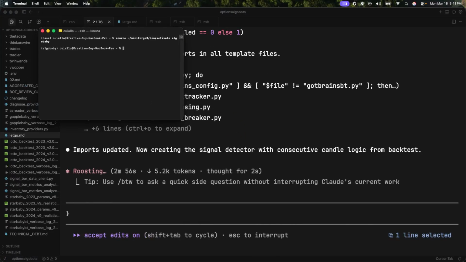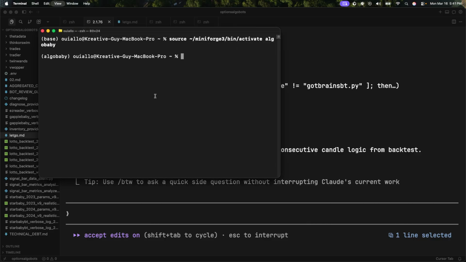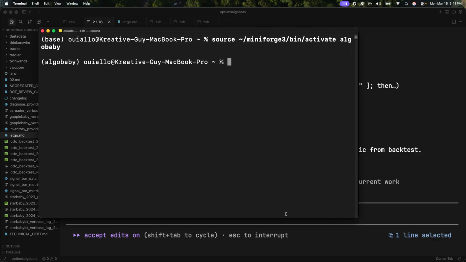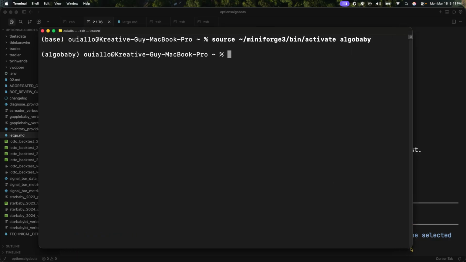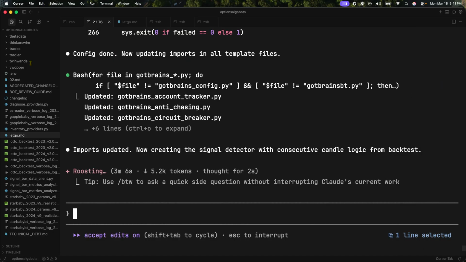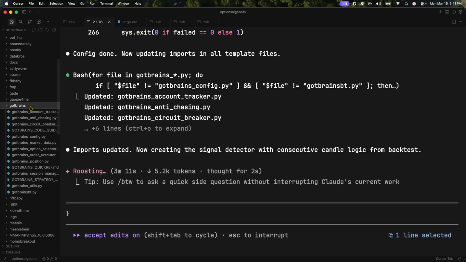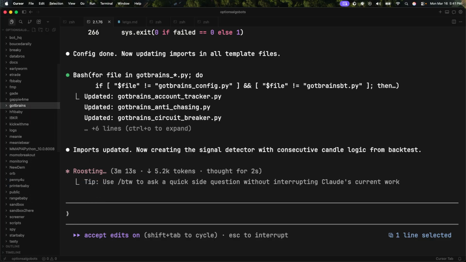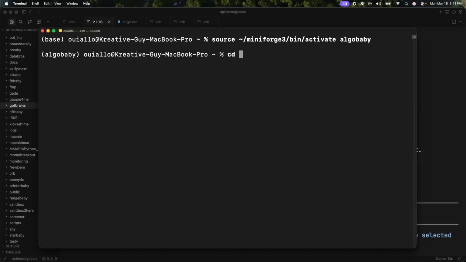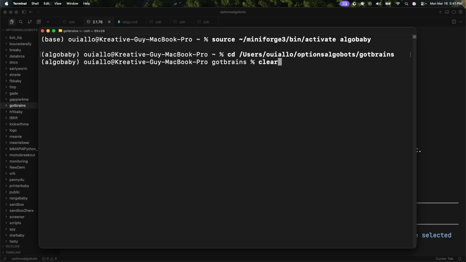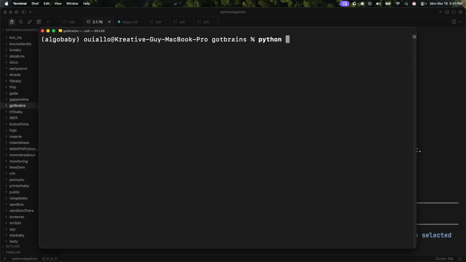All right, hold on. What I need is that you come back here and get our content environment so you can actually see it. Let me blow this up. What I also need is the path. CD, go to the path. And then Python, got brains bot.py. I think that's what it's gonna be called.